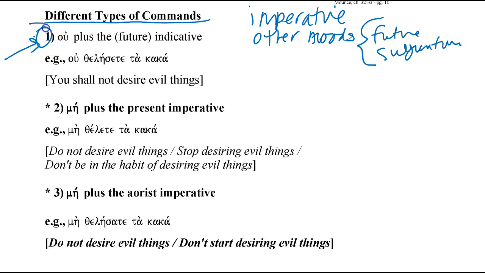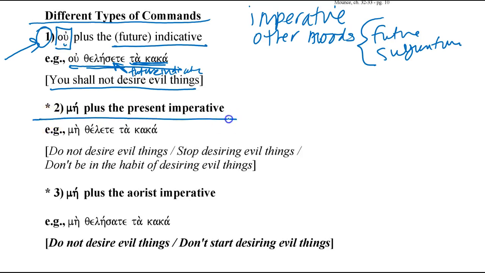So one of the easiest ones to understand is you take ou and then the future indicative, and then you have a prohibitive command. So ou thelesete, this is a future. This is not an imperative mood. It's a future indicative. Ta kaka, neuter plural. You shall not desire evil things. This is a type of command that uses the future plus the ou to give a prohibition.